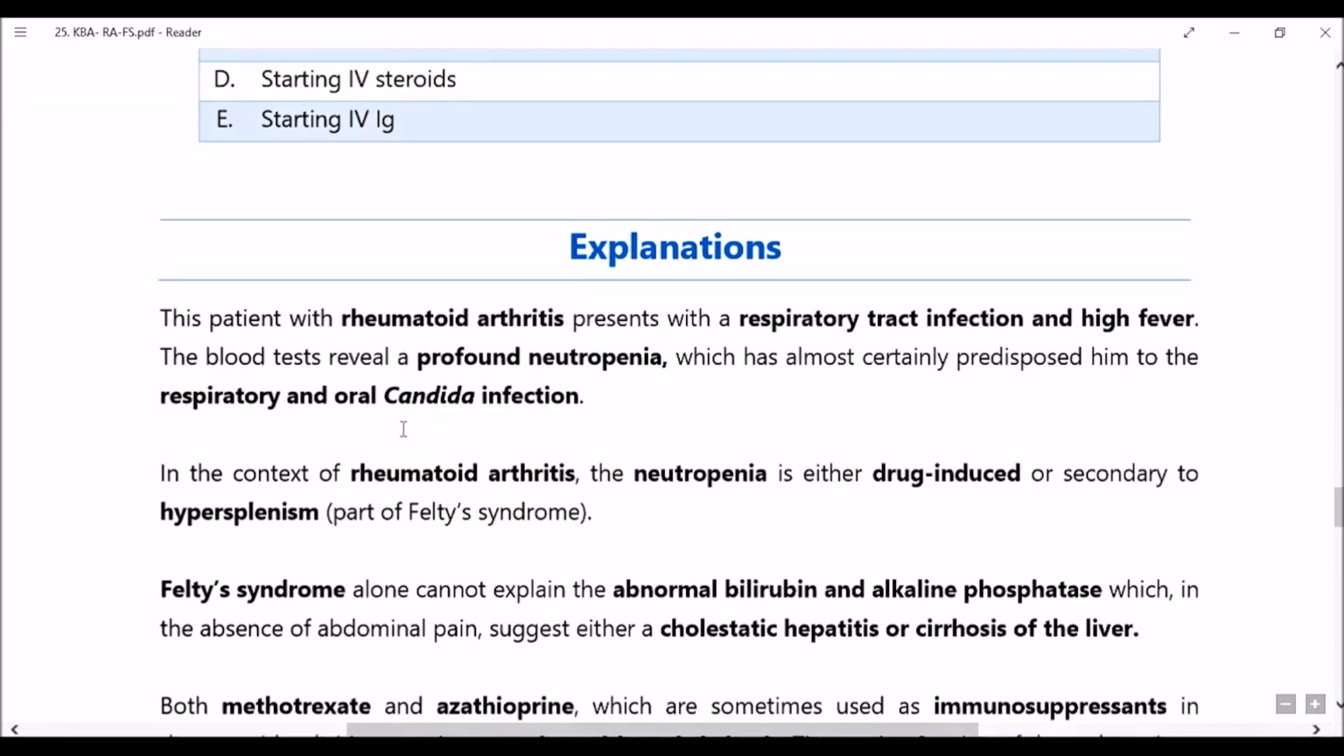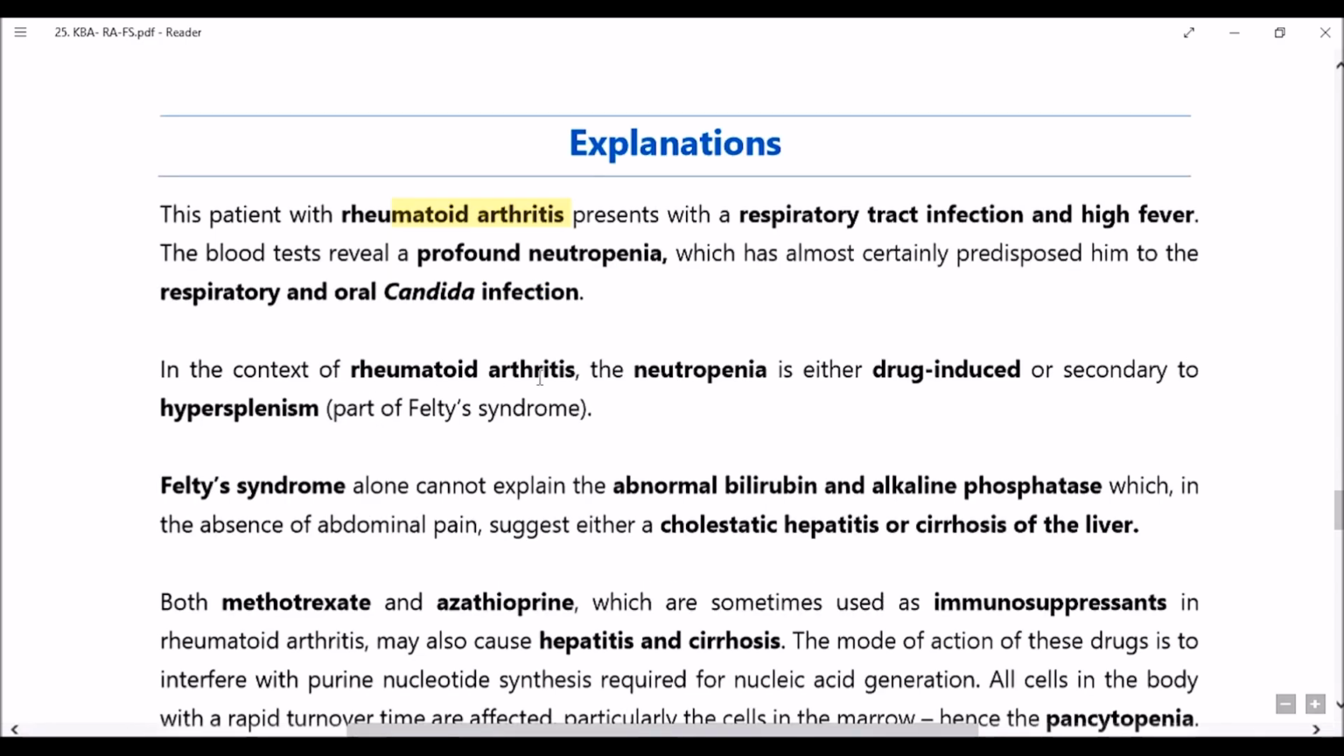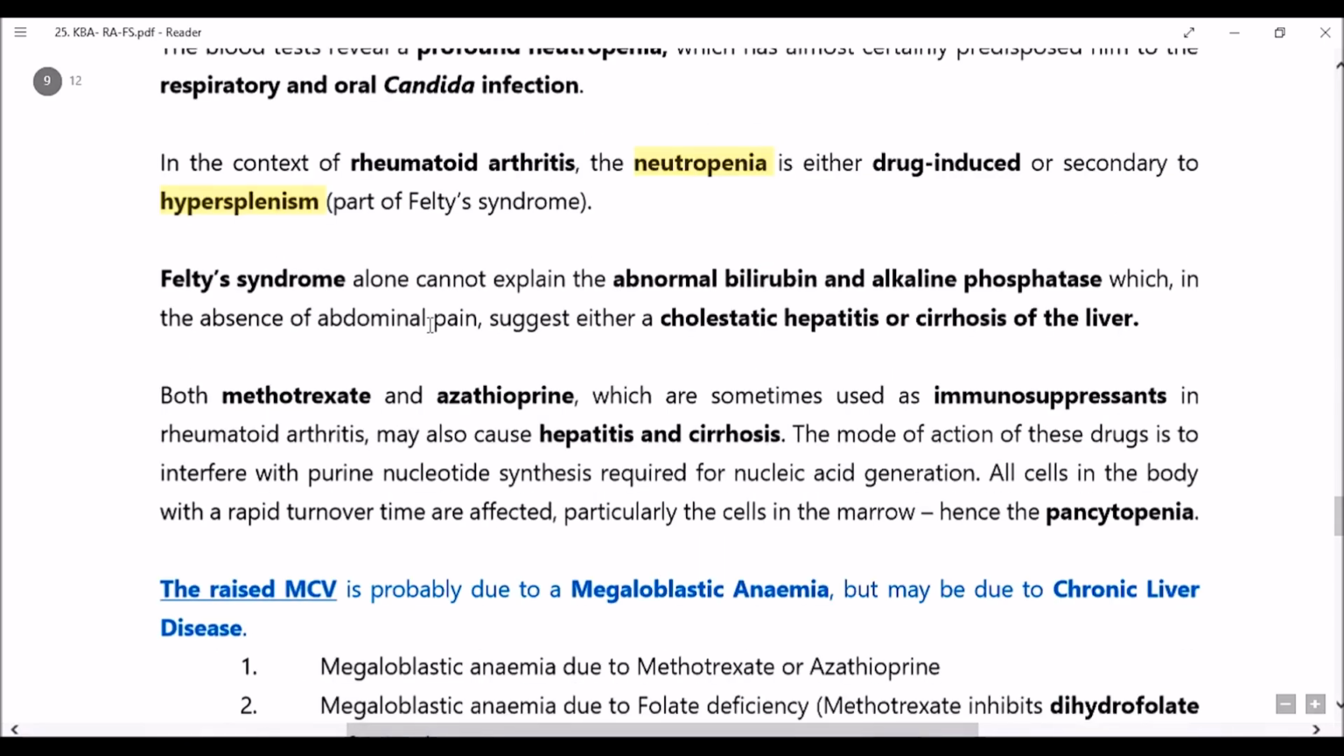Now let's talk about some of the explanations. These patients with rheumatoid arthritis, with respiratory tract infections and high fever, blood tests reveal profound neutropenia, which has almost certainly predisposed him to the respiratory and oral candidal infections. In rheumatoid arthritis, neutropenia is either drug-induced or secondary to hypersplenism, that is Felty syndrome. Felty syndrome alone cannot explain the abnormal bilirubin and alkaline phosphatase, which in the absence of abdominal pain suggests either a cholestatic hepatitis or cirrhosis of the liver.